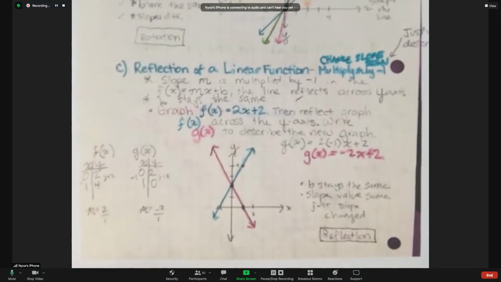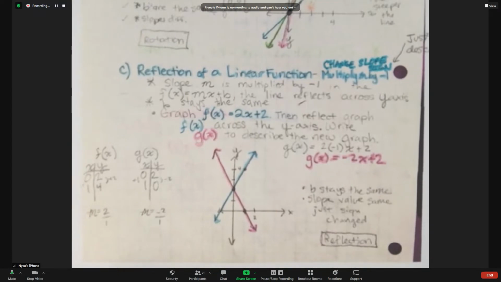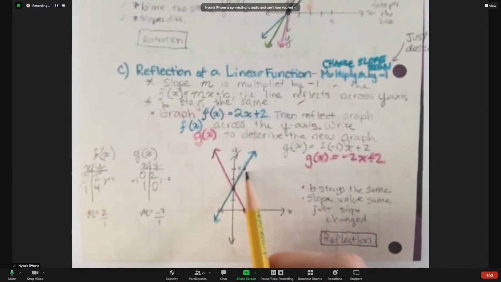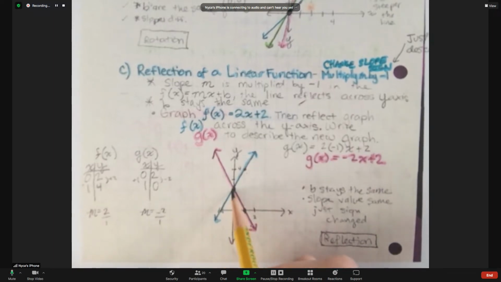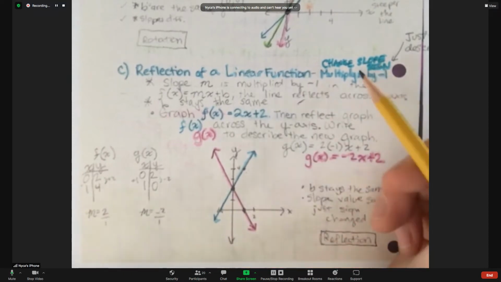With reflection, what you should notice is that the slope keeps the number, the value stays the same, but the sign changes. And the sign changes because you're moving quadrants each time. So in quadrant 1, if we started the parent function right here at positive, when you reflect it over the y-axis, now you move it to quadrant 2. So now it becomes a negative, but your b, your y-intercept, stays the same. So all you're looking for is that the sign changes.